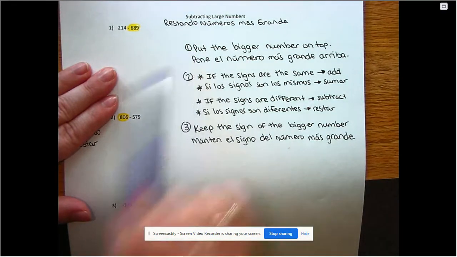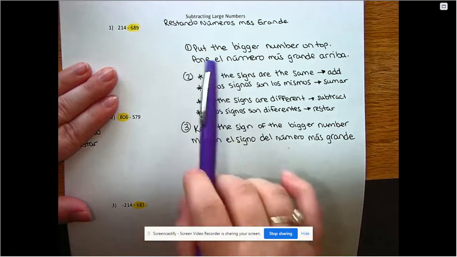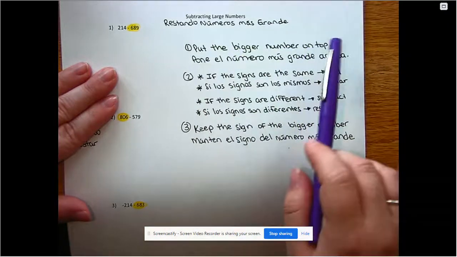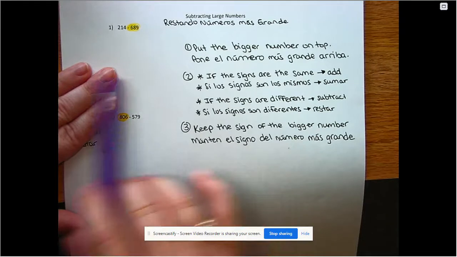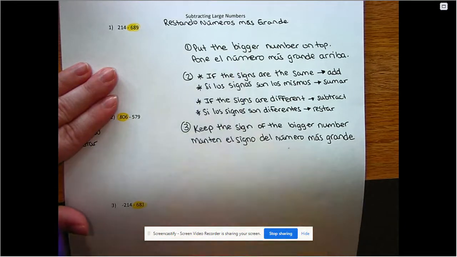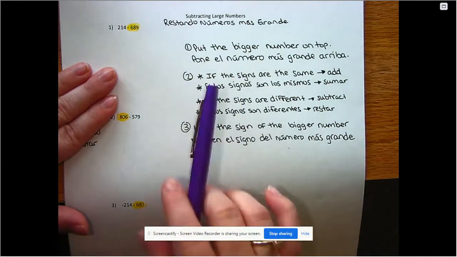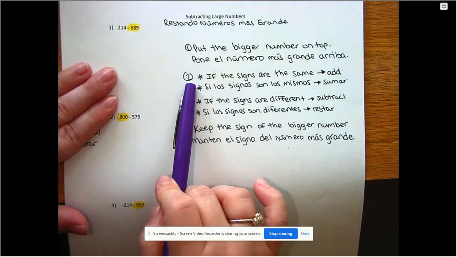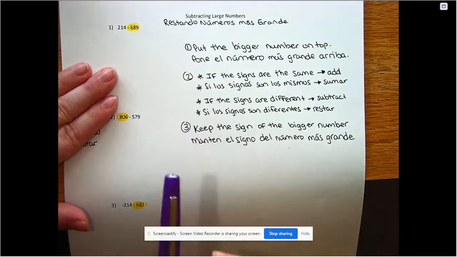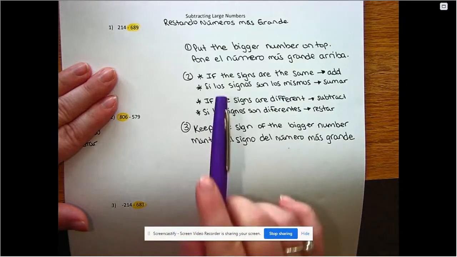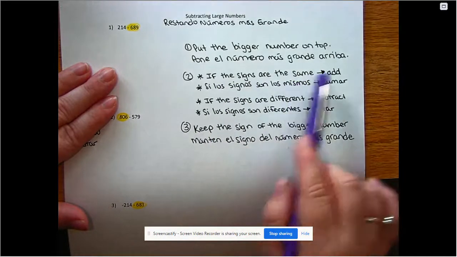The first part of the process is to put the bigger number on top. El primer parte del proceso es poner el número más grande arriba. The second part of the process, el segundo parte del proceso, is to look at the signs. Mire los signos. If the signs are the same, we add.